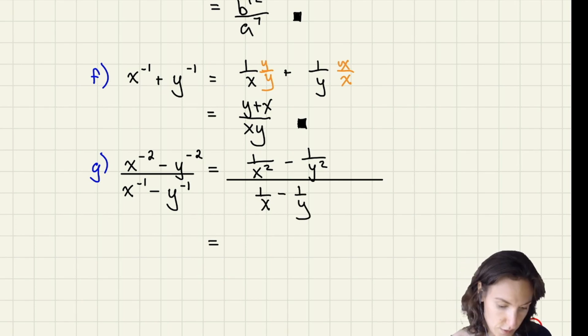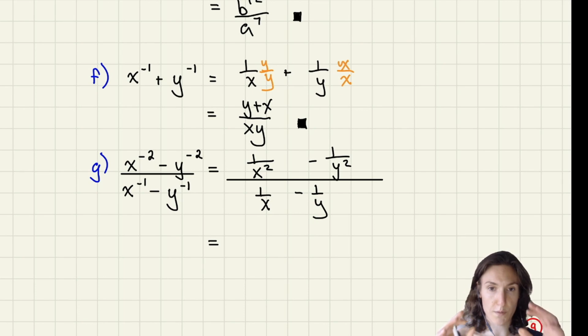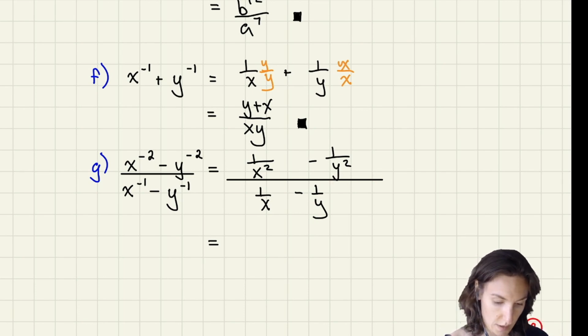Now, even though this looks a little bit weird, don't let it freak you out. I'm going to first find a common denominator for the terms in the numerator. So I'm going to make all of those adjustments in the numerator, and then I'm going to make adjustments in the denominator, work with them separately, and then I'll worry about this big divides here.